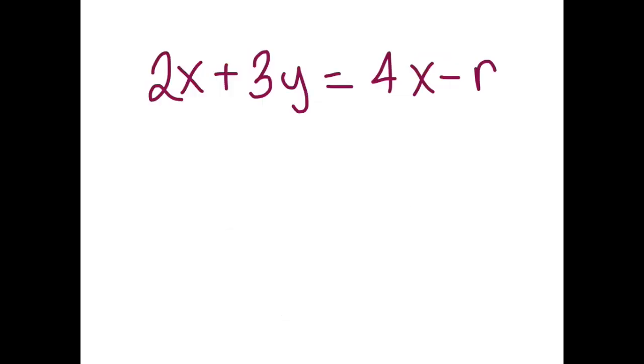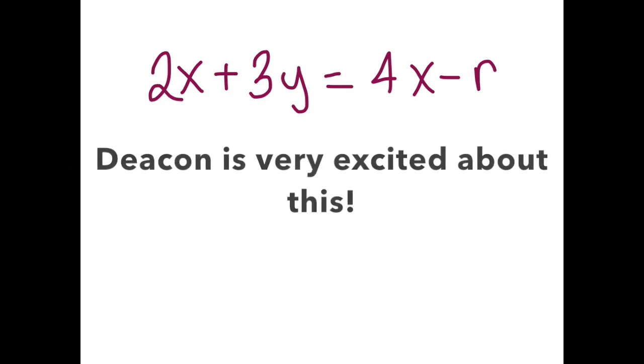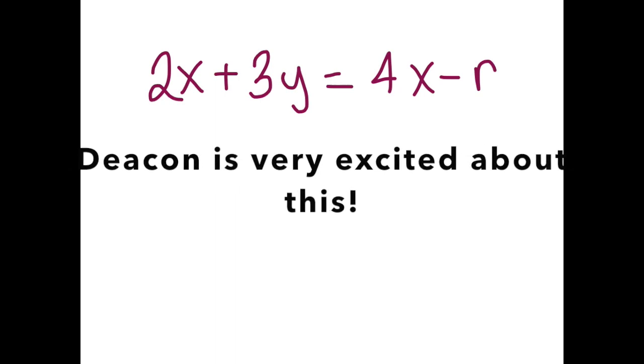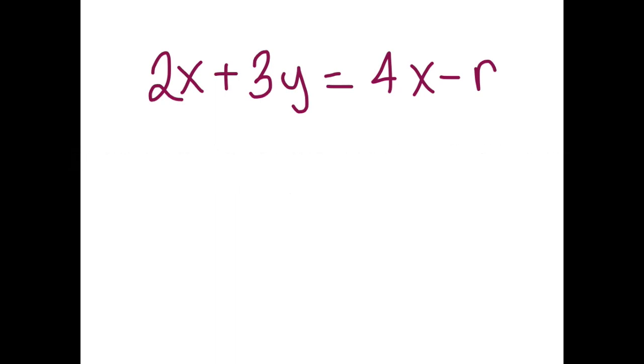Okay, fine. We'll go back to numbers. Here I have the problem 2x plus 3y equals 4x minus r. This is the same as if I had 2 pizzas plus 3 houses equal 4 pizzas minus a dog. Same thing. I want to try to solve to get y by itself.